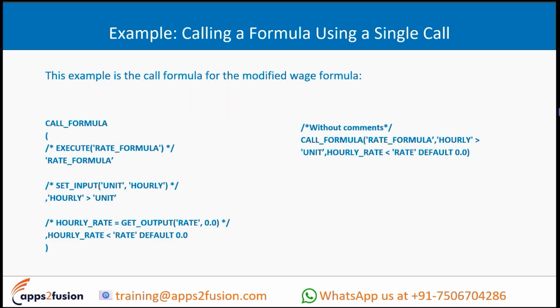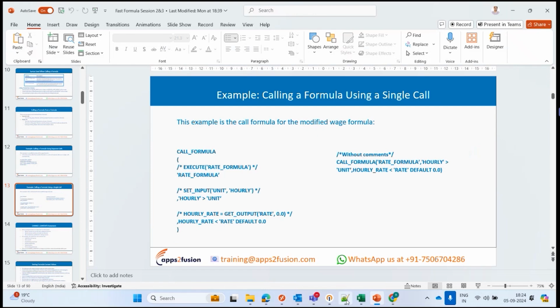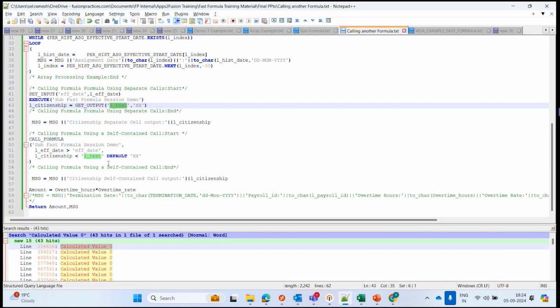What about calling in a single cell? You have to use call formula. Better I can go there so that you can clearly understand. Please keep this in mind: in the separate-cell approach, the input values and output values are on the left side, right? Here in the call formula, the input values and output values are on your right side.